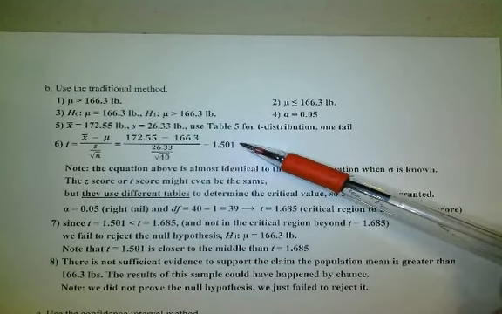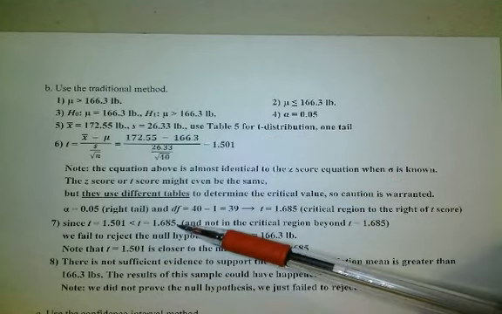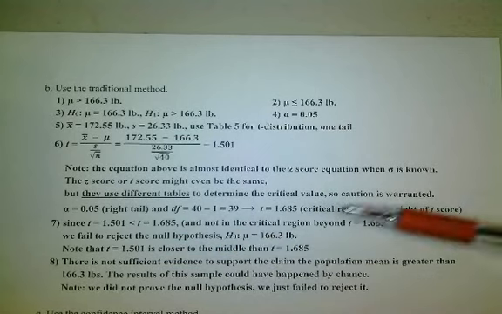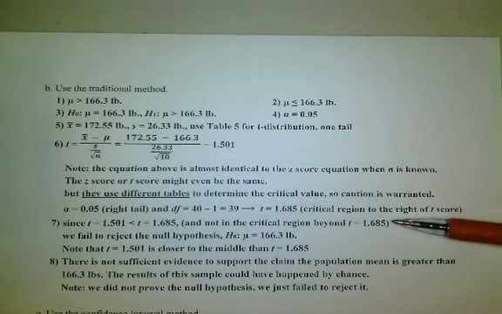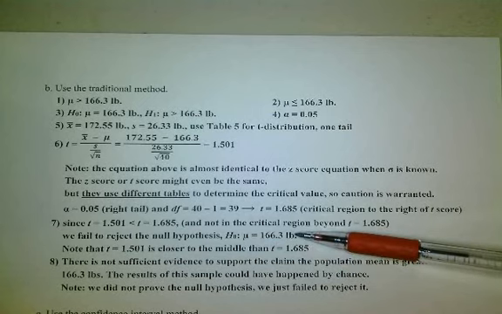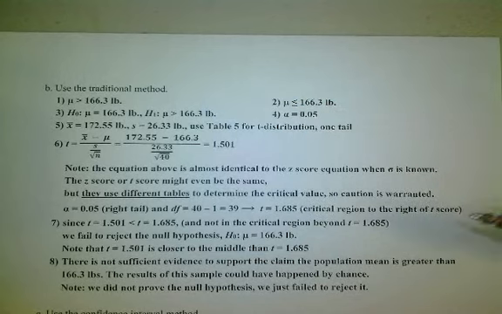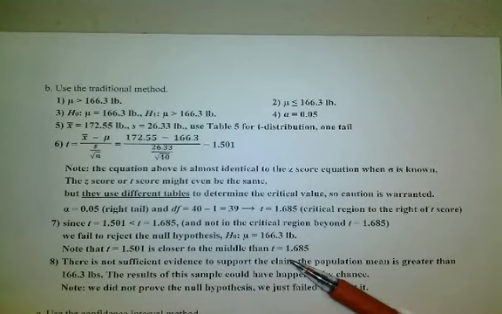Now, this is what we calculated from step 6. So since 1.501 is less than 1.685, in other words, it's not in the critical region, it's not beyond that score. Remember, basically the middle is the mean, that's 0, and so we're going to fail to reject the null hypothesis. We cannot reject the idea that the mean actually equals 166.3, where the claim was that it was greater than. And again, note that t equals 1.501 is closer to the middle than t equals 1.685.